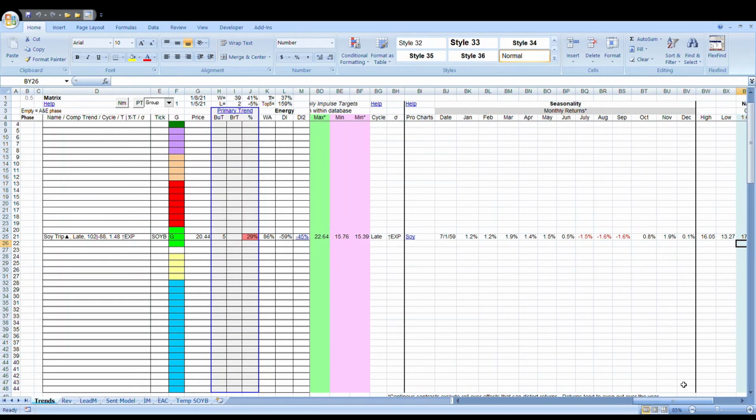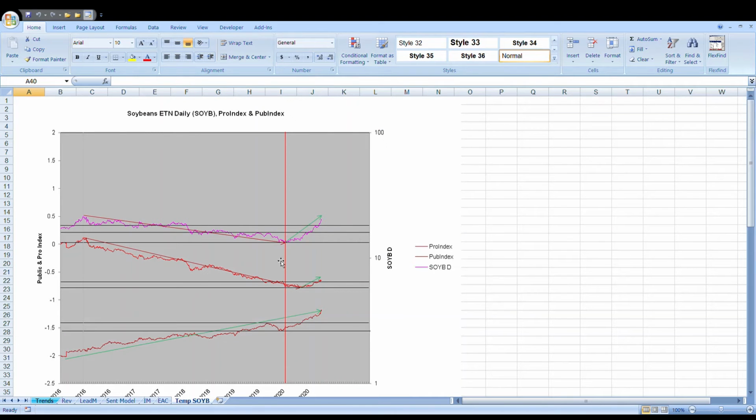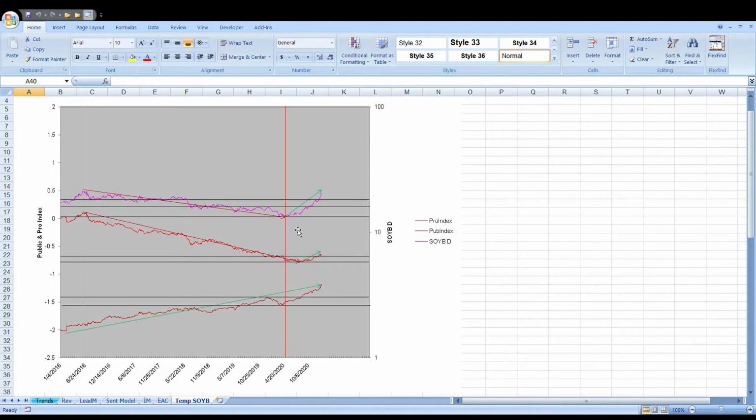The last thing I look at is the Pro and Public Index, which are found inside the Pro and Public Index links. The Pro charts are here, and you would click on this and it would come up in the cloud. You would see this particular chart. You're looking at price here, the Pro Index, and the Public Index. This is smart money, this is dumb money. It's not really that. That's just a reference in terms of who you want to be standing with.